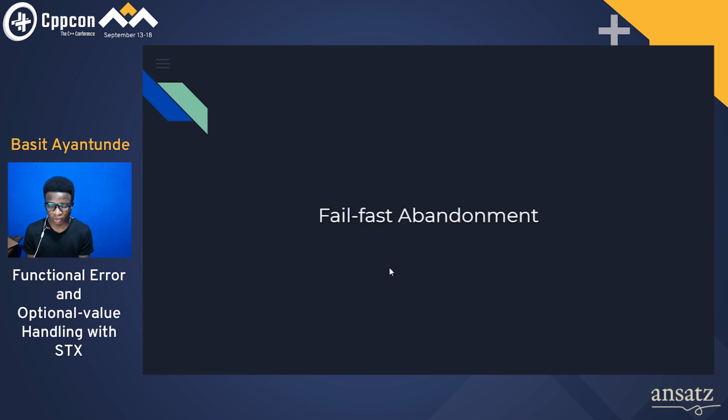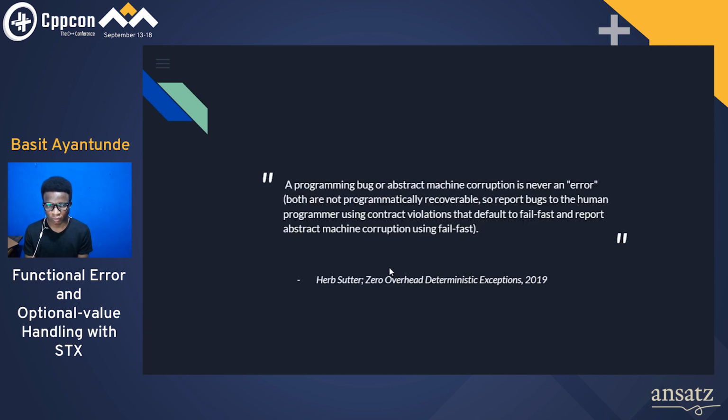So let's take a look into fail-fast abandonment as we do it today. But first of all, another quote from Sutter: a programming bug or abstract machine corruption is never an error. Both are not programmatically recoverable. So report bugs to the human programmer using contract violations that default to fail fast, and report abstract machine corruption using fail fast.